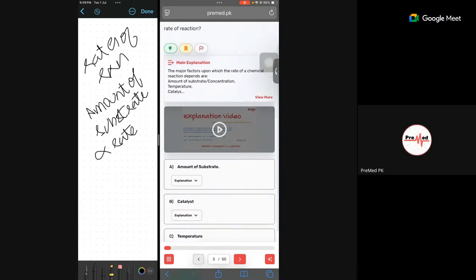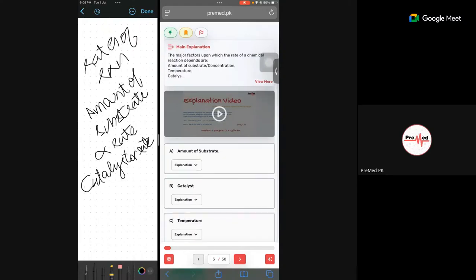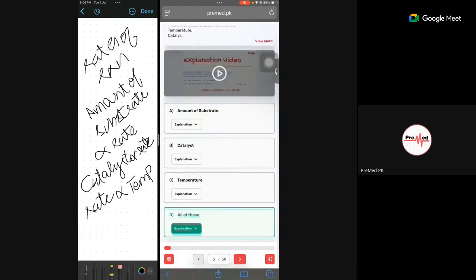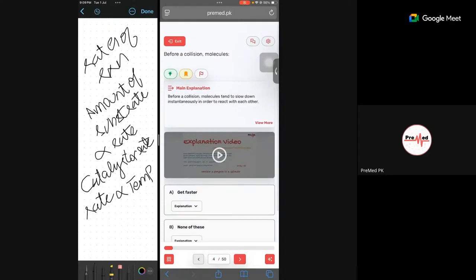Next we have the catalyst. What is a catalyst? A catalyst is what speeds up the reaction. It is also directly related to the rate of the reaction because it's speeding up the reaction by decreasing the activation energy. As the rate increases, the kinetic energy of the molecules increases and the temperature eventually also increases. So from this, we can say that the correct option of this MCQ is D.